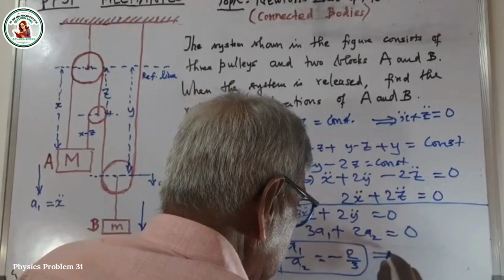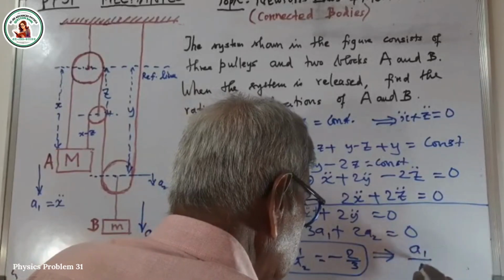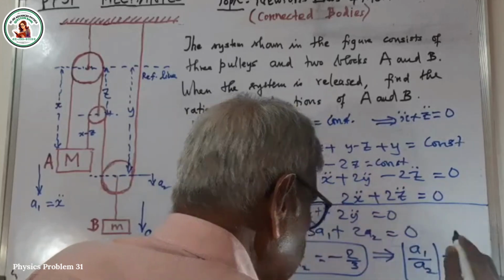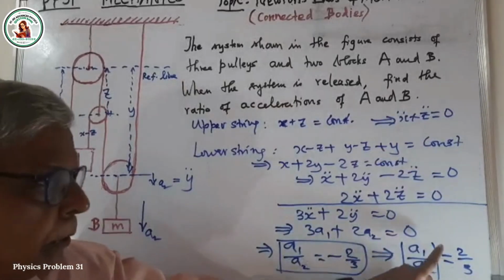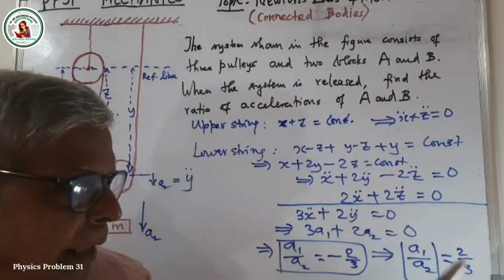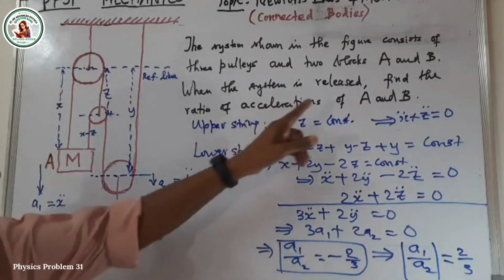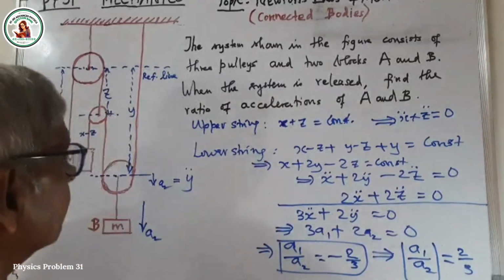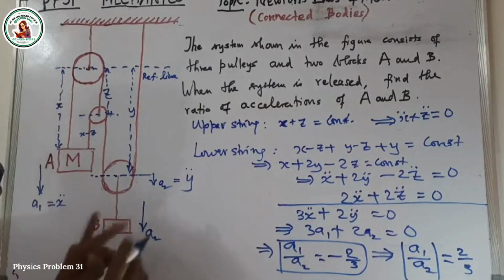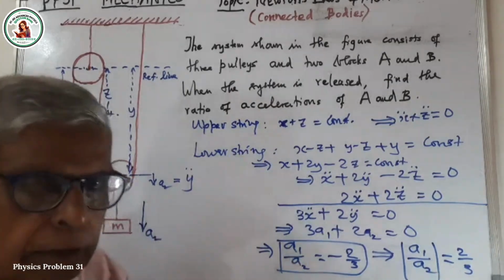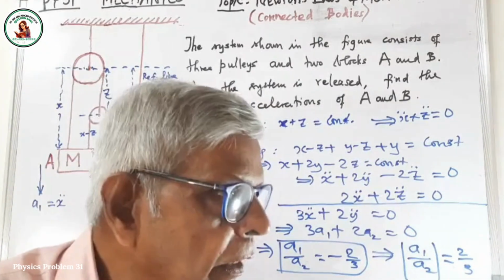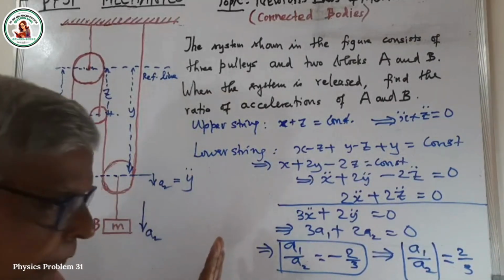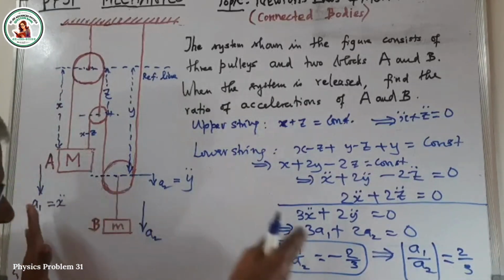Or you can use the modulus: A1 by A2 modulus is 2 by 3. So the ratio between the two accelerations, which is what we want, is 2 by 3 in modulus. Now when you really work out the problem, you can reverse one of the accelerations opposite to the marked direction, and we can proceed further to get the actual accelerations.